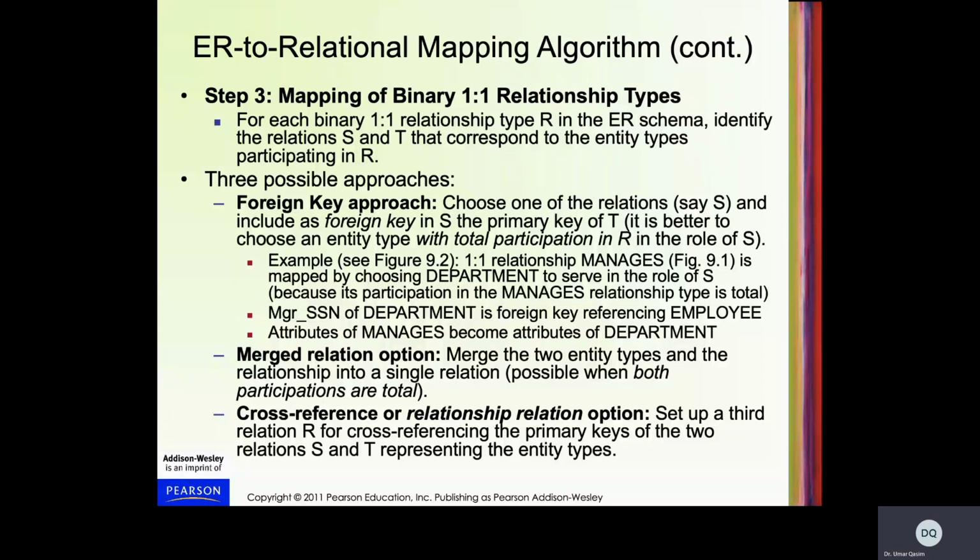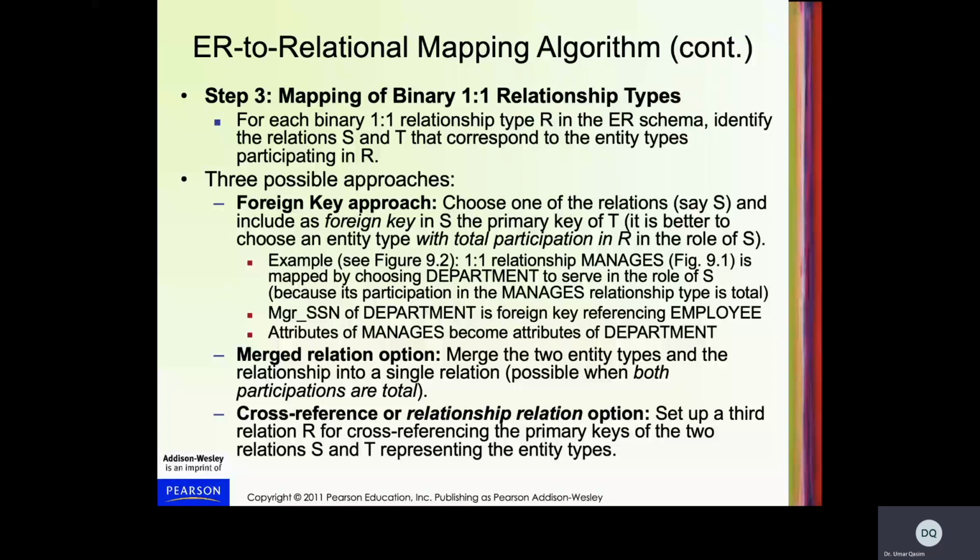So it's better in this case, in department, we put the foreign key of the employee table. So employee table has the primary key of SSN, and the department table has manager as a foreign key. So this is what we do in the foreign key approach. Then there is another approach.